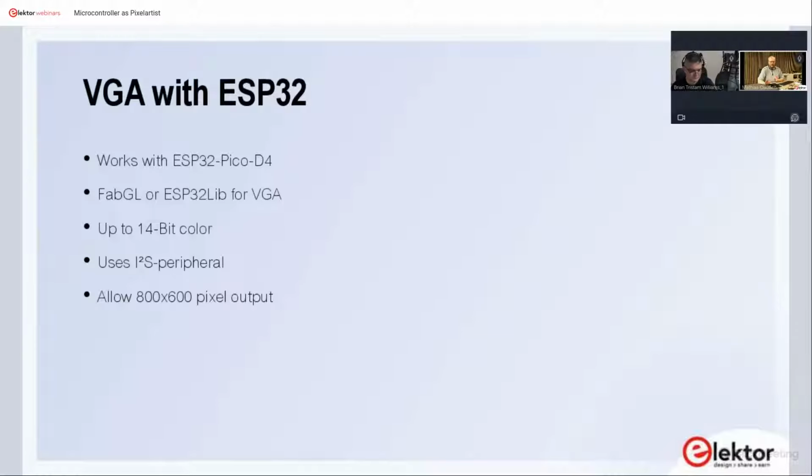Up to 14-bit color, 640 by 480, or 320 by 240 pixels, depending on how much RAM you have left, or how many colors you would like to use. The nice trickery on the ESP32 is that they use the I2S peripheral, the sound peripheral, to output the video data. So less CPU intervention is needed to get data shifted out. It's quite a nice approach. And if you look, the people who built this library banged their heads around some limitations on the ESP32.